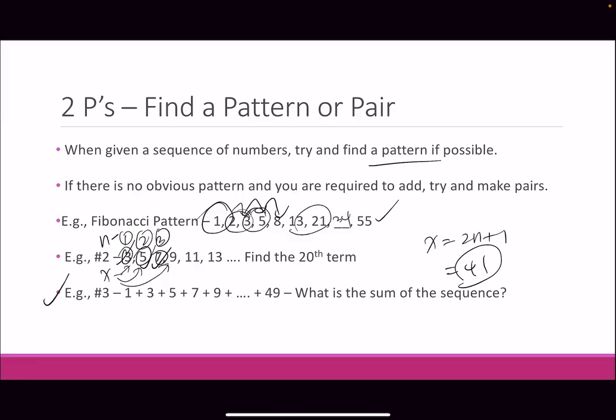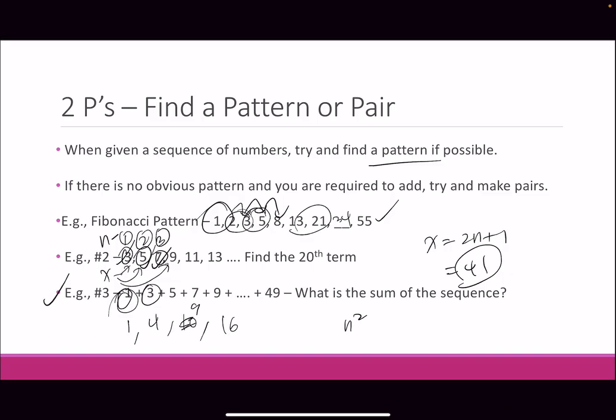What is the sum of the sequence? So the third example, basically there's two ways to go about this. You can try and find a pattern. The pattern here is a little bit obscure, it's a bit hard to find, but if you added up term 1 by itself, it would be 1. Add the first two terms, it's 4. Add the first three terms, it's 9. Add the first 4 terms, it's 16. So you can see they're all square numbers. So the pattern is the addition of the first n terms is going to give you n squared.